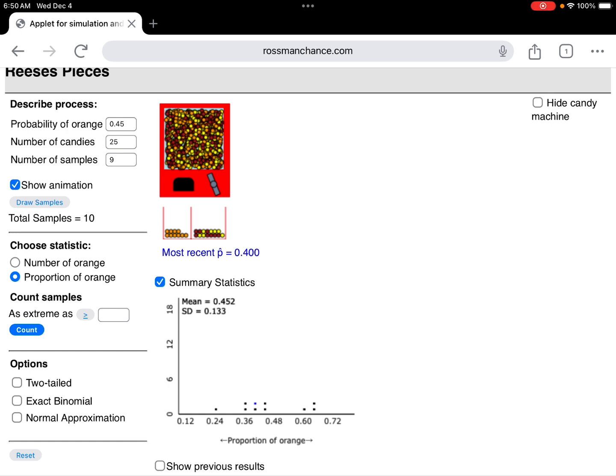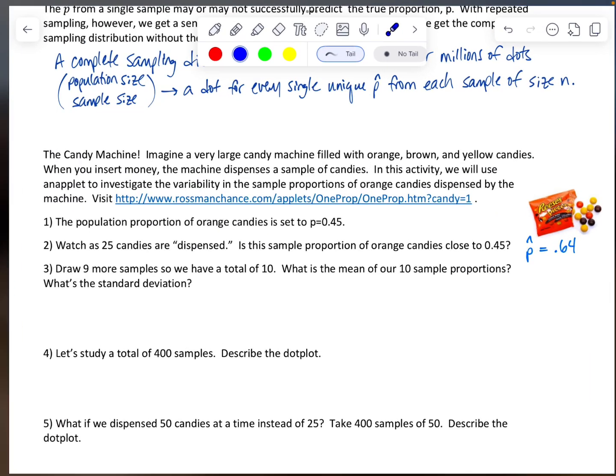There's not enough to tell, right? But do you see where it says mean? When I average all of those sample proportions together, I get really close to 0.45. Isn't that kind of cool? And I got a standard deviation there also. So what questions do they want me to answer here?